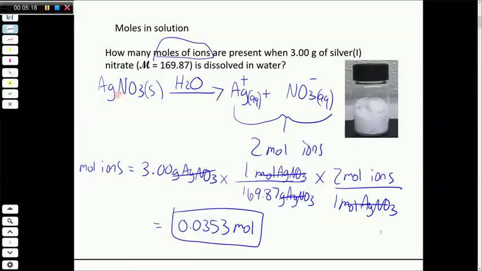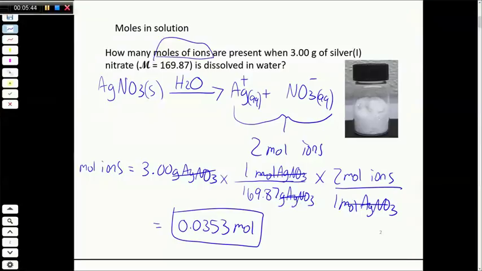For 1 mole of AgNO3, we're going to get 1 mole of Ag plus, or 1 mole of NO3 minus. Again, if the formula is more complicated, if you had 2 of one ion or 3 of one ion, then you'd have different ratios and different relationships there. But we can use simple ratios like this to determine the total number of moles of ions or the moles of an individual ion when we dissolve it. So that's a quantitative picture of what happens when we dissolve ionic compounds.